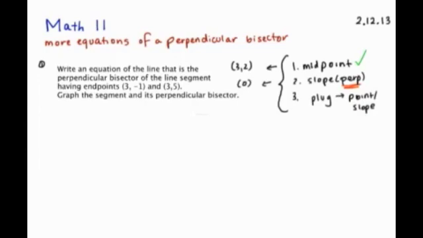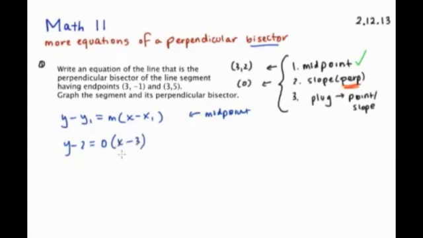And now what we have to do is plug into point slope. y minus y1 equals the slope times x minus the x coordinate. And we use the midpoint on this, nothing else, because we want to find the equation for the midpoint because it's a bisector, right? So y minus 2 equals 0 times x minus 3. If you know that your slope is 0, does it really matter what you put here?